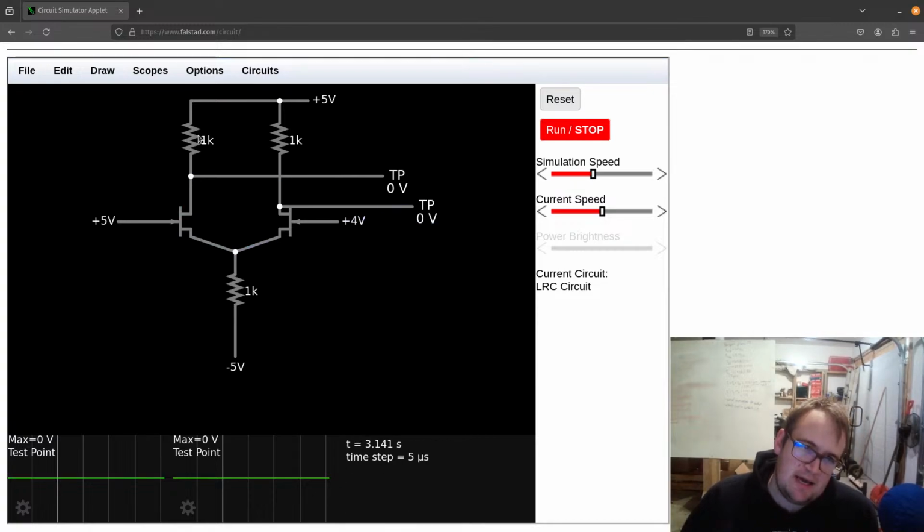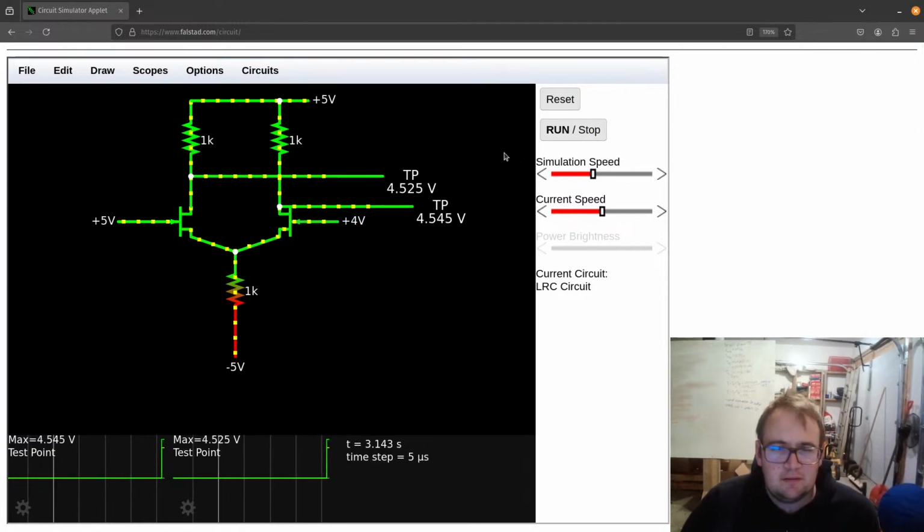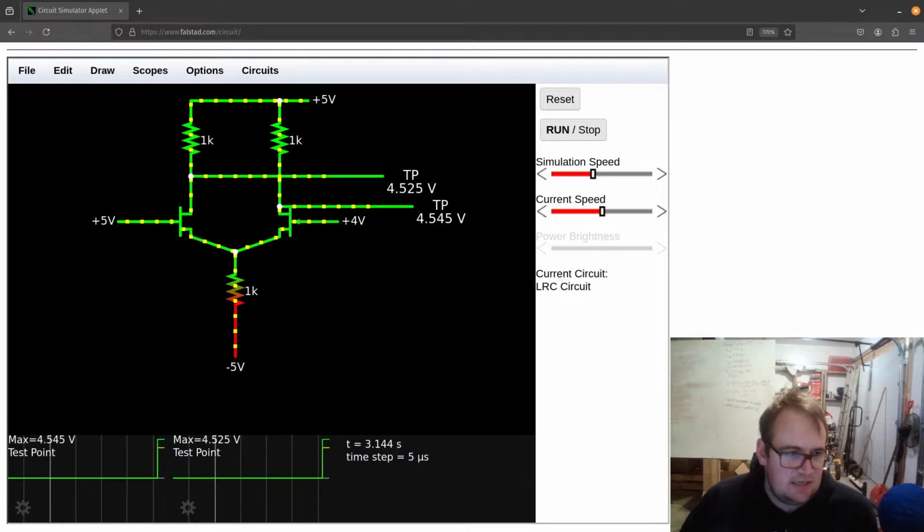I'm pretty sure that is what will happen here, is that this will pull more current through here. That means that this voltage will be higher. That's right, because if we have more current coming through here, then the voltage will be higher. Nope. It should be the same. Let's just try it here. Yeah, no, this voltage is higher.